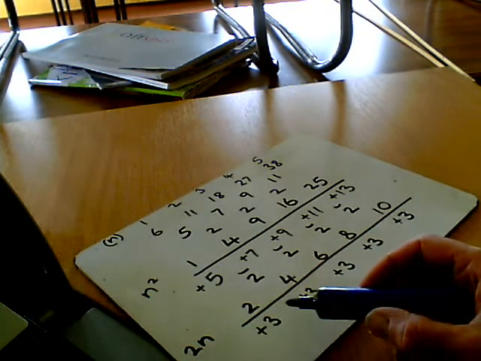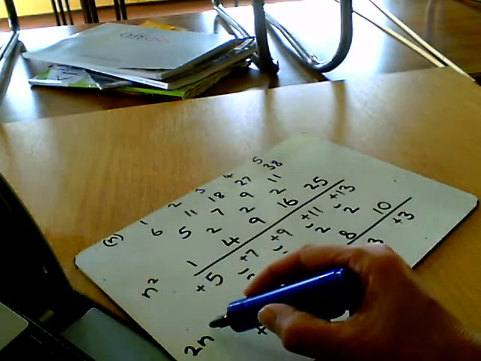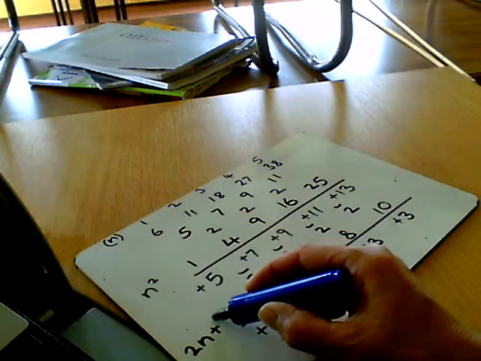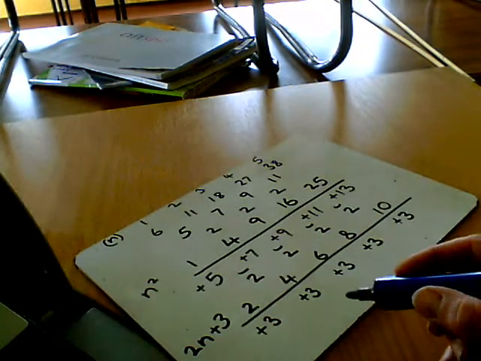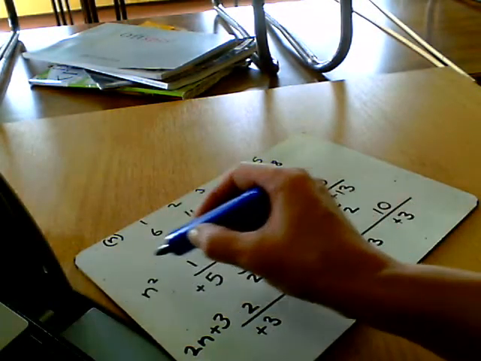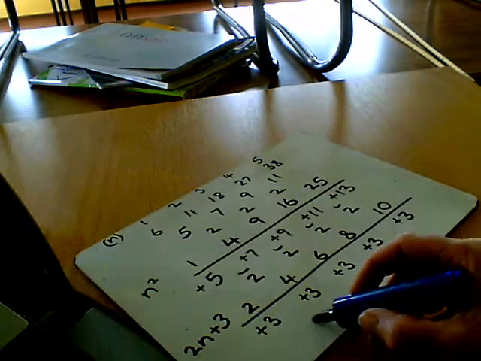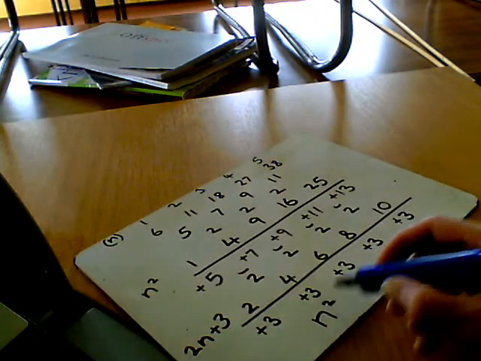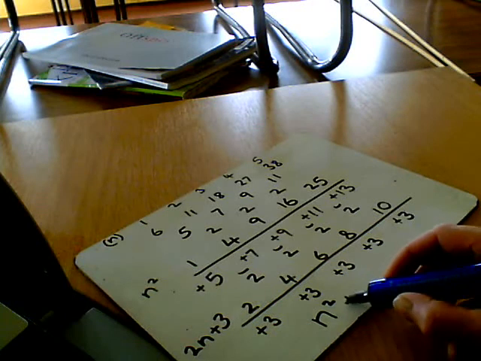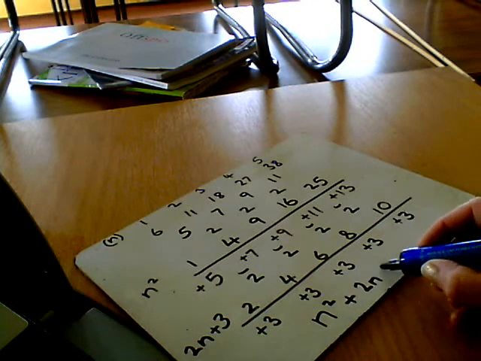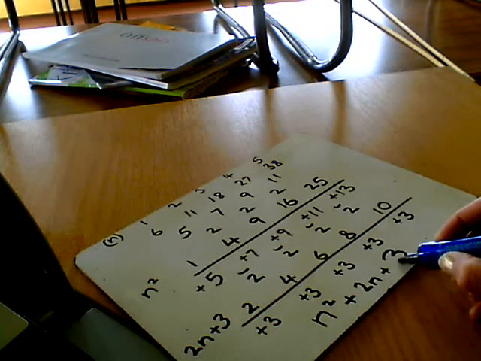So the second part of the linear sequence is 2n plus 3. And if I now combine that with this part of the rule, well, I know it's a quadratic sequence. It starts with n squared and it continues with 2n plus 3.